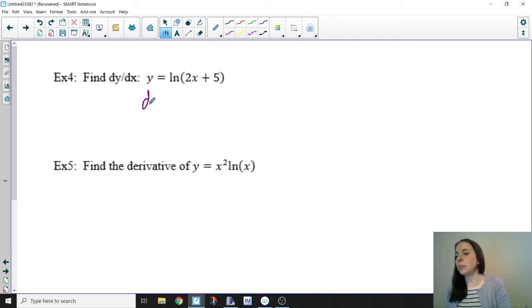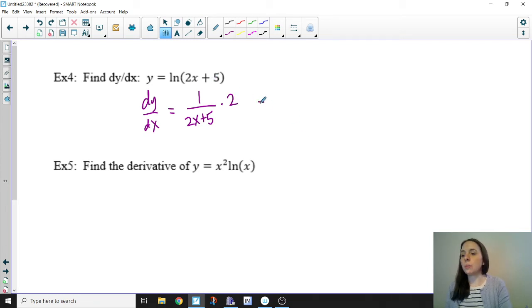Dy over dx equals 1 over 2x plus 5. That's the u. And then we multiply by 2. Now, typically we do simplify, I guess you could call it, by putting this 2 in the numerator, multiplying it with the 1, and making that 2 over 2x plus 5.